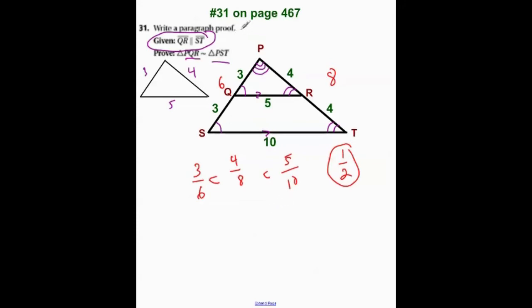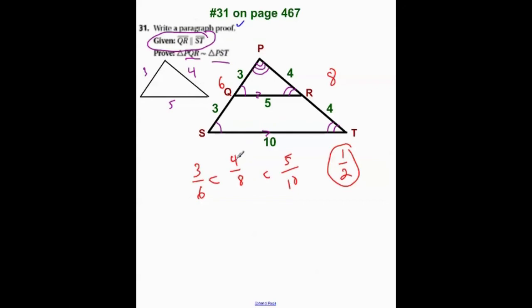Now this last part, write a paragraph proof. Well, we didn't really need to do that. I talked you through it. But a paragraph proof is nothing more than just writing down what's in our head. We started off with parallel lines. We've proved corresponding angles are congruent. We got our angle right up here that's congruent to itself, or third angle, however you want to look at it. And then we set up proportional sides. We proved proportionality. That means that yes, PQR is similar to PST.